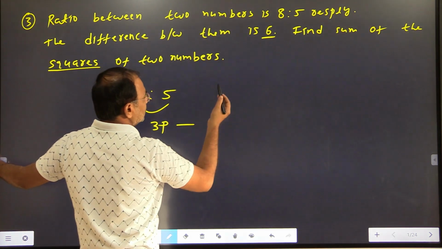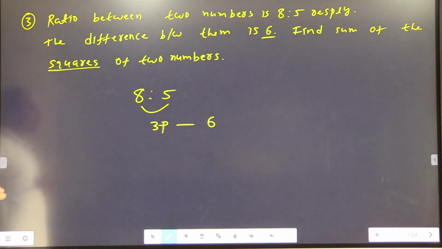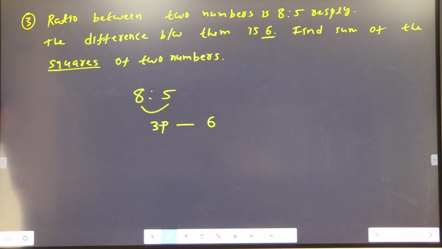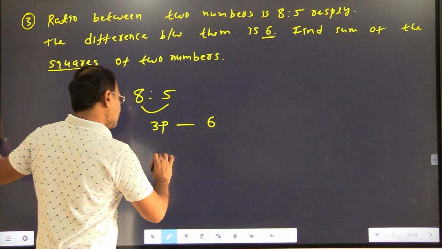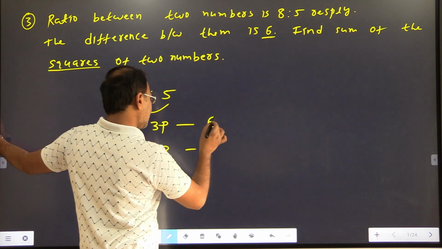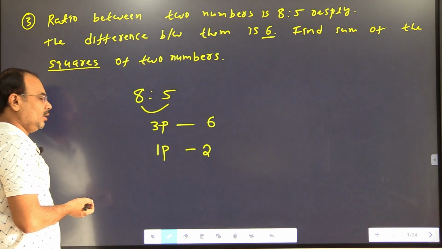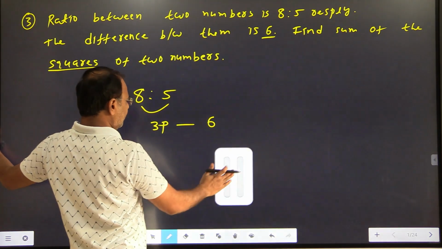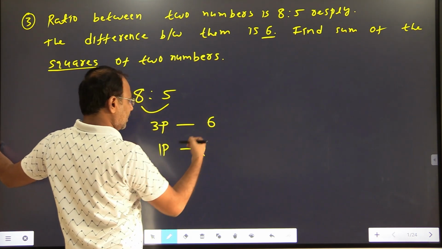Which is nothing but 6. So 3 parts is 6, then first you have to convert that into 1 part. If 3 parts equal 6, then what is 1 part? 3 ones are 3, 3 twos are 6. If the value of 3 parts is 6, the value of 1 part will be 2. There is nothing difficult. So 1 part is 2.